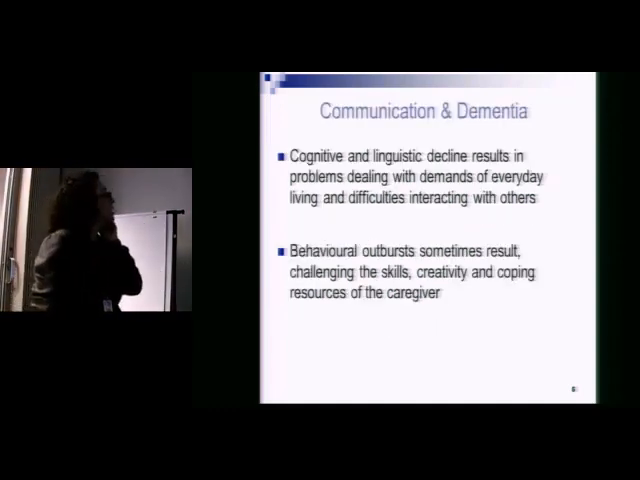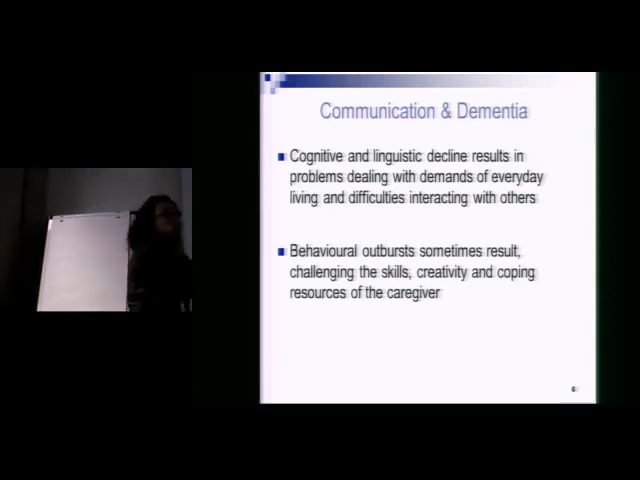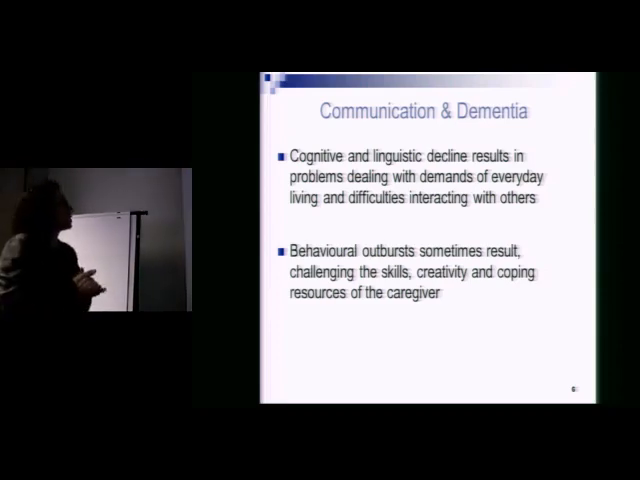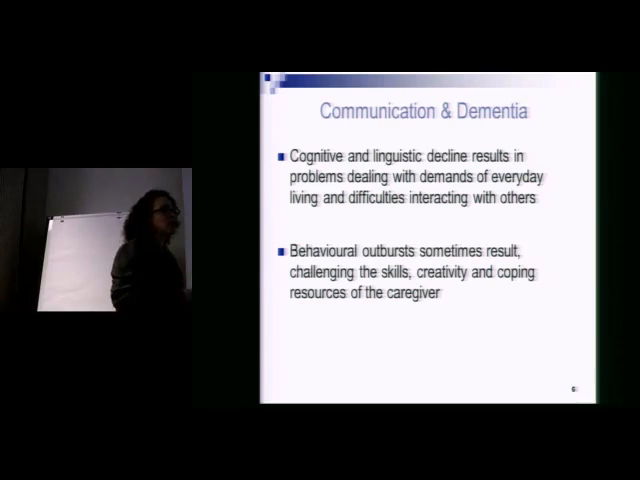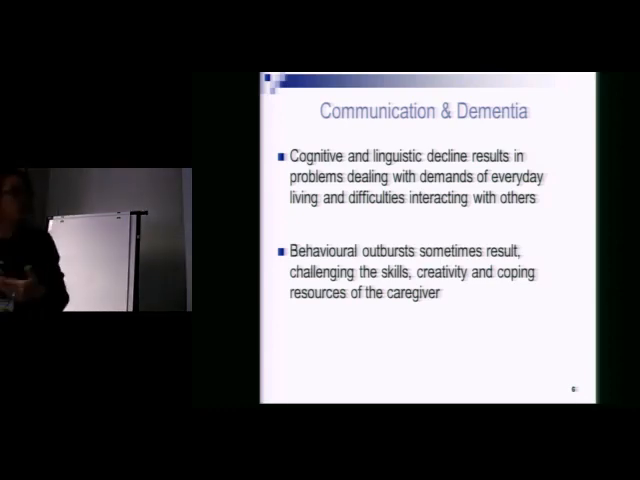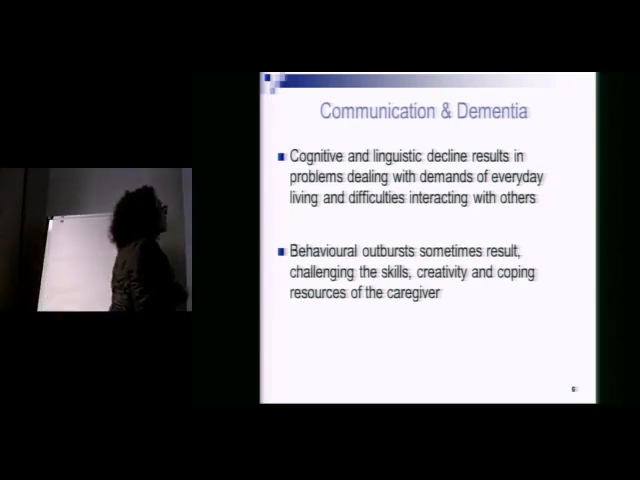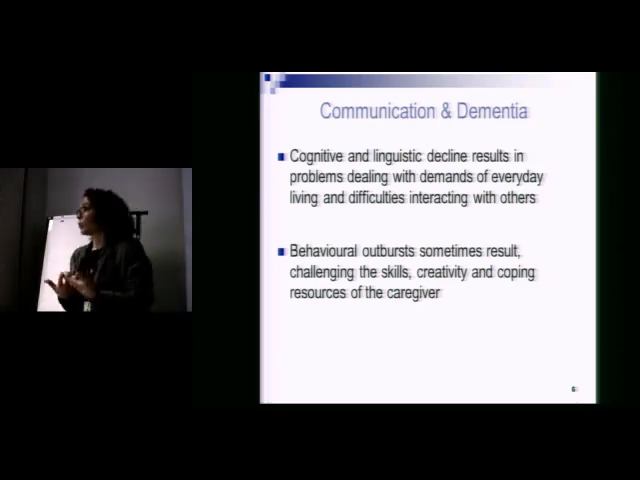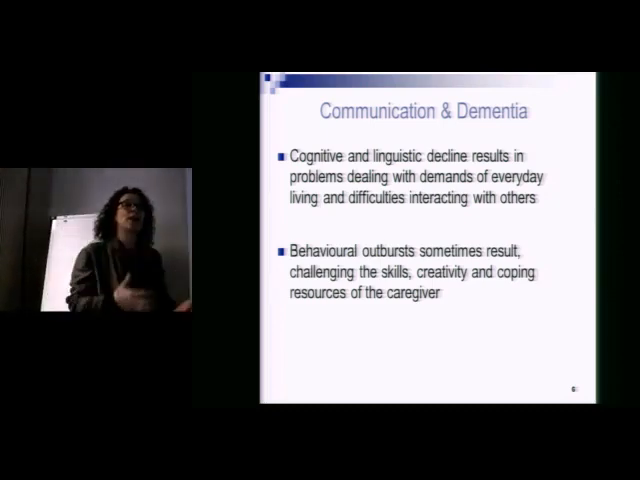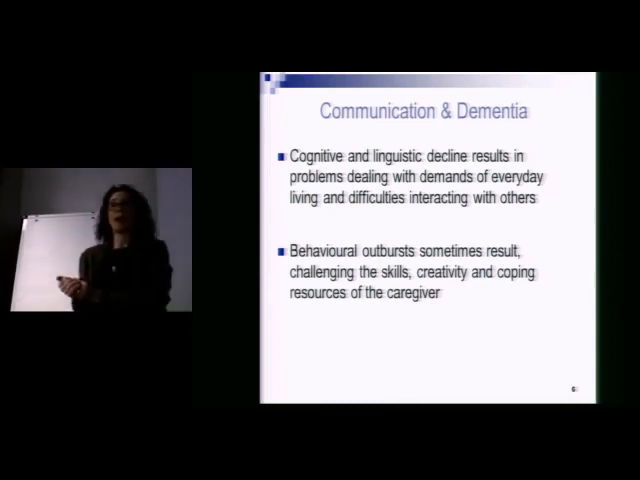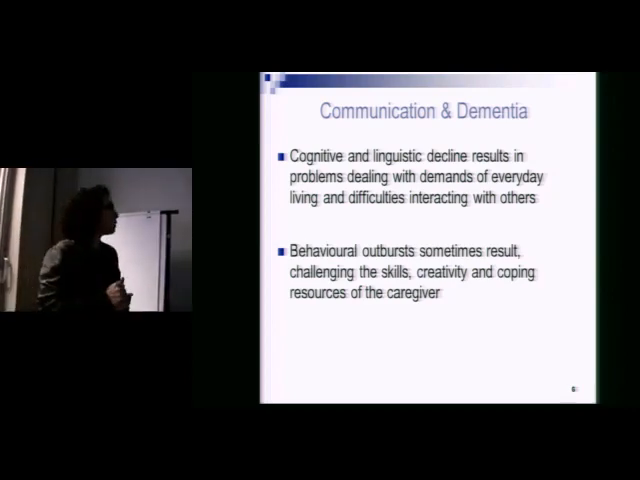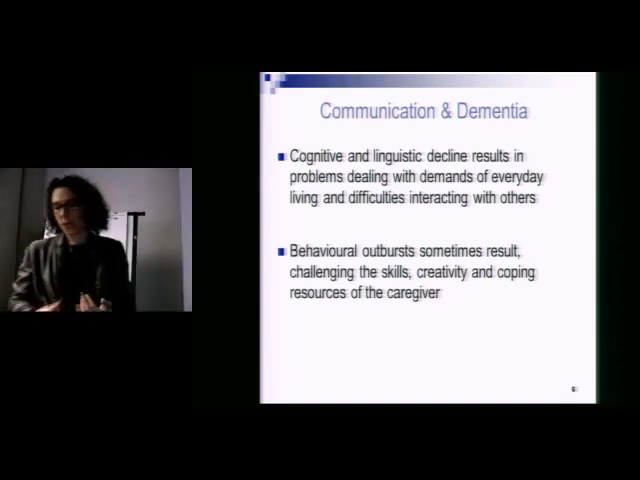Now, this decline results in problems, of course, for the person who's having those difficulties, often leads to a lot of frustration and certainly difficulties interacting with others, and especially in the later stages, but it depends. In some people, it can be earlier. There are often behavioral outbursts which can really challenge the skills and the creativity, not only of the person himself who's trying to cope with these behaviors, but also of the resources of the caregiver, whether that caregiver is a family member or what we call formal caregivers, so professionals who might be working in an institutionalized setting, if that's where a person is residing.